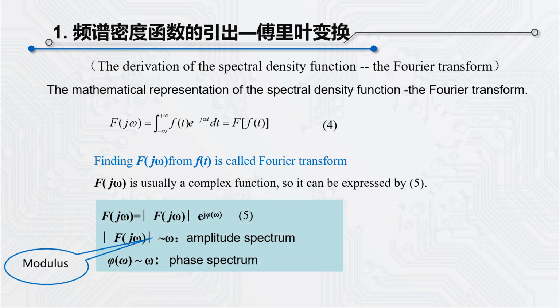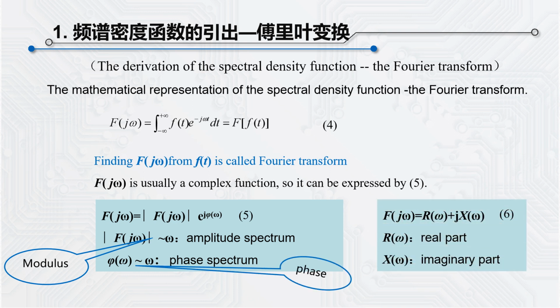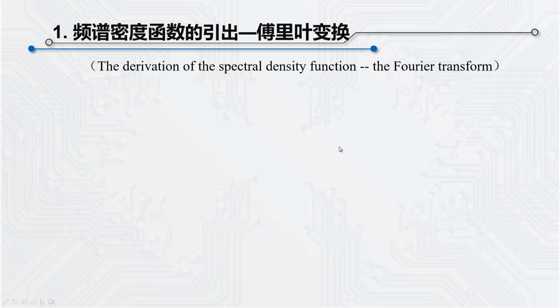Here, the absolute value of F(j omega) is called the amplitude spectrum. Phi(omega) is called the phase spectrum. It can also be expressed by Formula 6. Here, F(j omega) is represented by its real part and imaginary part.